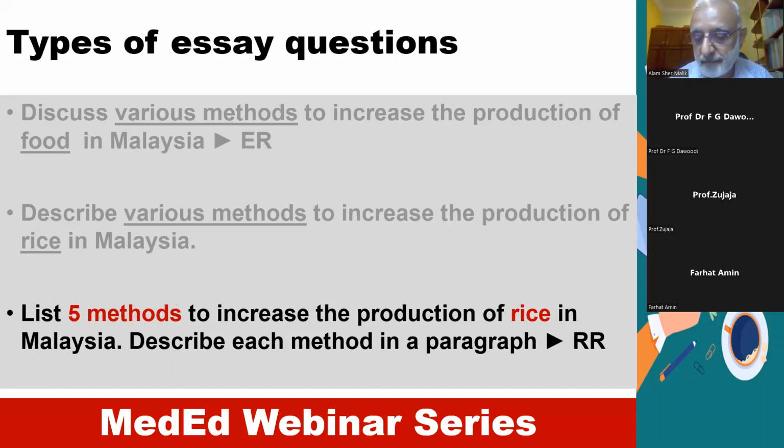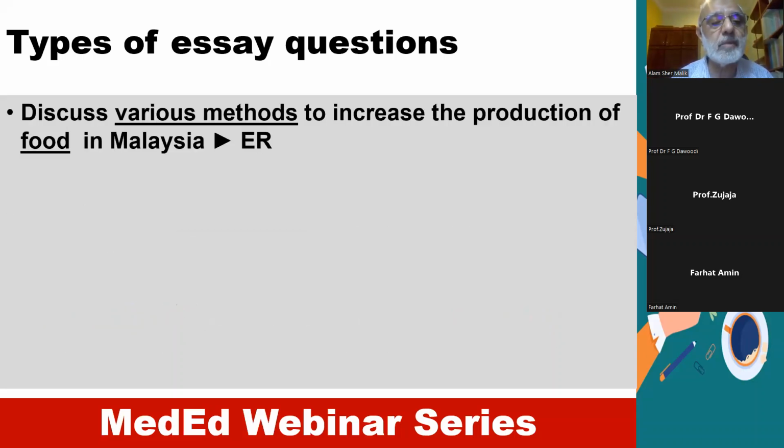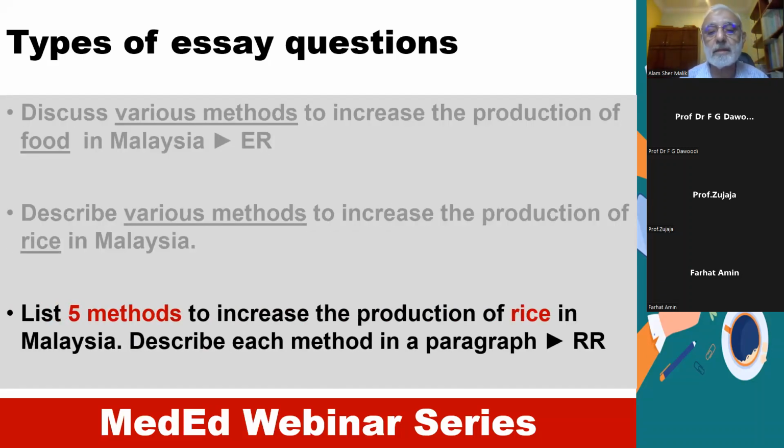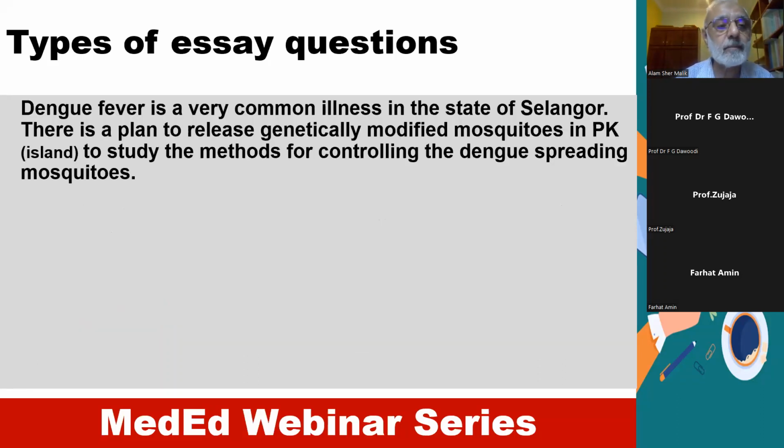So you can see the difference, all the ambiguities which are seen in the extended response question are clarified in the restricted response question. If the student gets all the directions, they have to write 5 methods. They have to talk about rice, and each method they have to describe in a paragraph. So that is a classical example of a restricted response essay question.